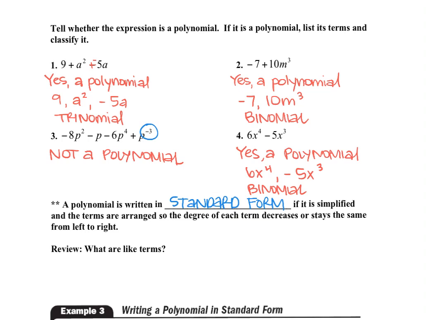So in order for something to be in standard form, we first of all have to combine all like terms. We have to make sure that it is simplified. And then we have to arrange the terms so that the degree, that's referring to the exponent, goes from greatest to least. I think after we do a couple examples, this will make even more sense.